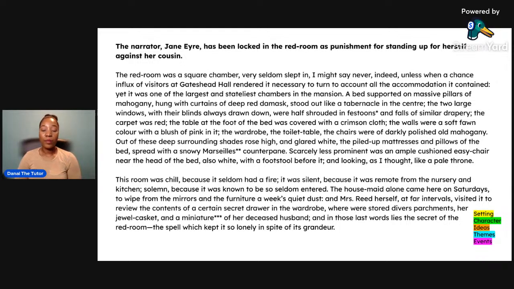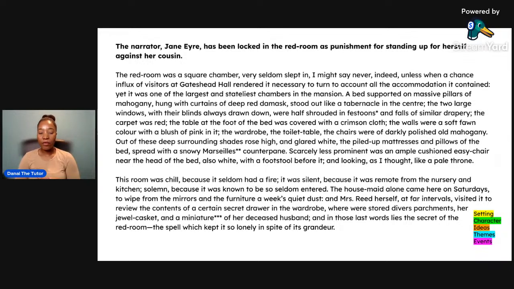The carpet was red. The table at the front of the bed was covered with a crimson cloth. The walls were a soft fawn colour with a blush of pink in it. The wardrobe, the toilet table, the chairs were of darkly polished old mahogany. Out of these deep surrounding shades rose high and glared white the piled up mattress and pillows of the bed, spread with a snowy Marseilles counterpane. Scarcely less prominent was an ample cushioned easy chair near the head of the bed, also white, with a footstool before it, and looking, as I thought, like a pale throne.